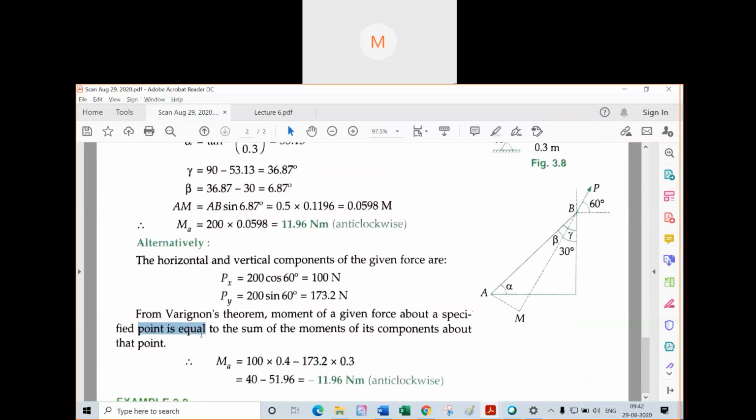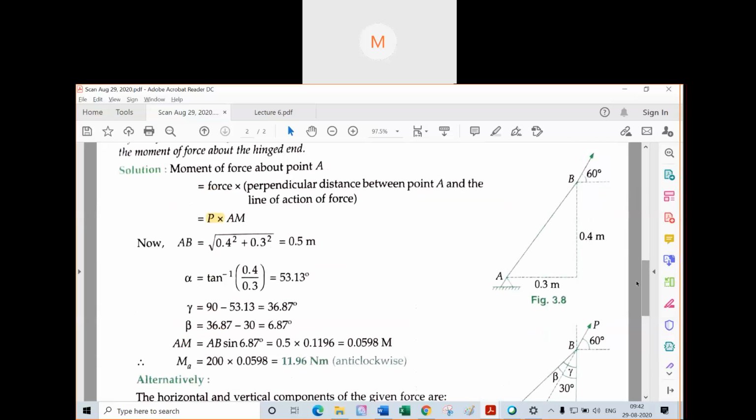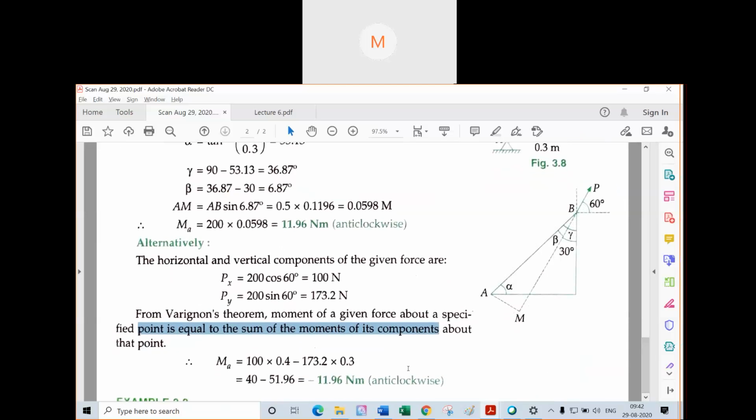Here it is given that the force is equal to the sum of the moments, no? So why the minus sign? Look, this is only because of the direction. Here we have one and here we have one. Here the cos theta is fine, but the sine theta is going out, no? So the sine theta component is considered to be minus. That is why we got this answer.